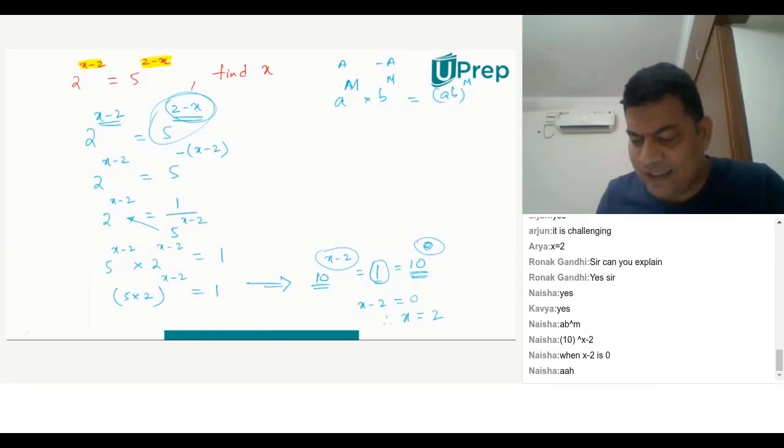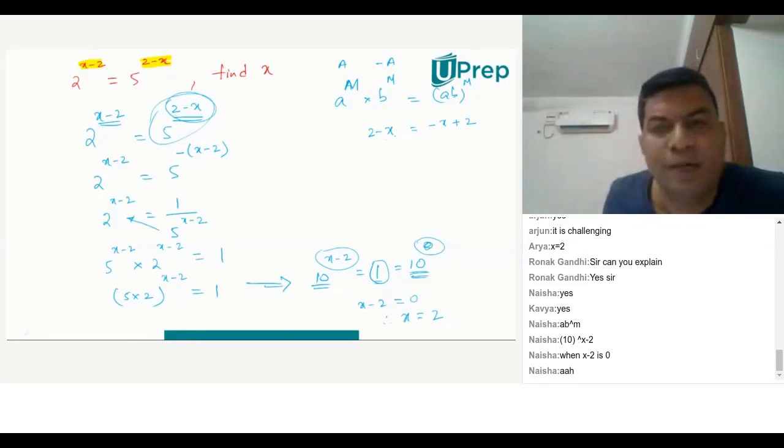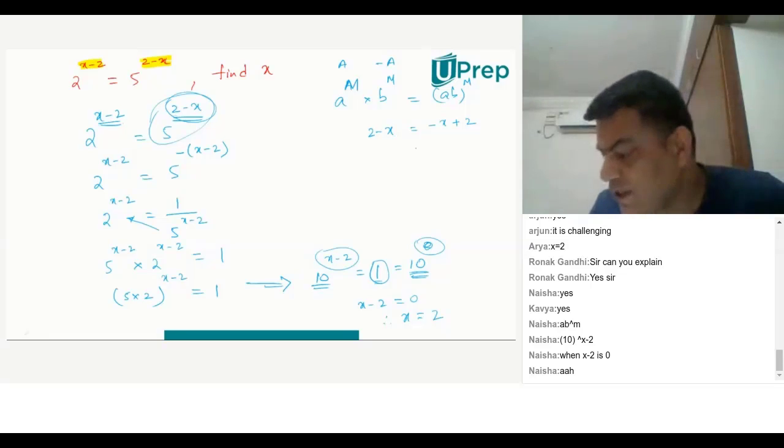I have 2 minus x there, correct? I can write 2 minus x as minus x plus 2. It's nothing but minus x plus 2, right? From minus x plus 2, I'm taking minus common out. So inside it will be x, this is plus 2, therefore it is minus of 2. So minus of x minus 2.